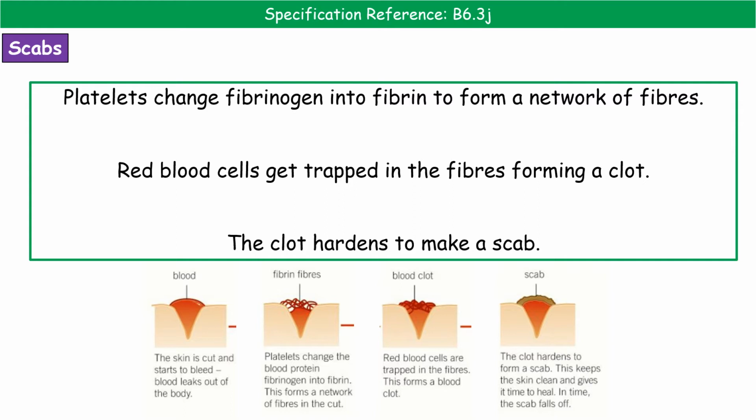So when we're looking at the platelets, what they're going to do first of all is they're going to be attracted to the area of an injury that's leading to you bleeding. So if you cut yourself, platelets are attracted to that area. What happens in that region is they're going to change this chemical called fibrinogen into fibrin. And as a result of that, we make a little network of fibers, almost like a mesh. As a result of that, the red blood cells get trapped and they form a clot. That's going to then dry out and harden to become the scab.